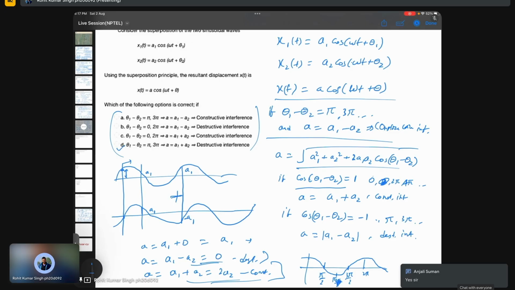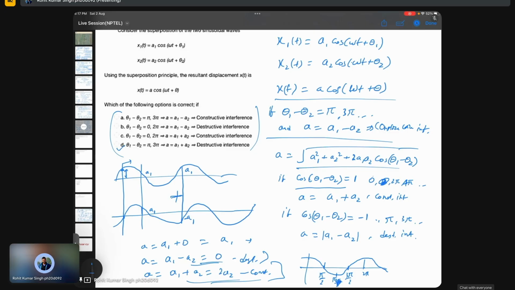Okay, so this problem was just to show that from these simple equations you can understand the constructive and destructive interference between two waves, which will help later when you study the interference and diffraction of light waves. Okay, then let's go to the next problem.